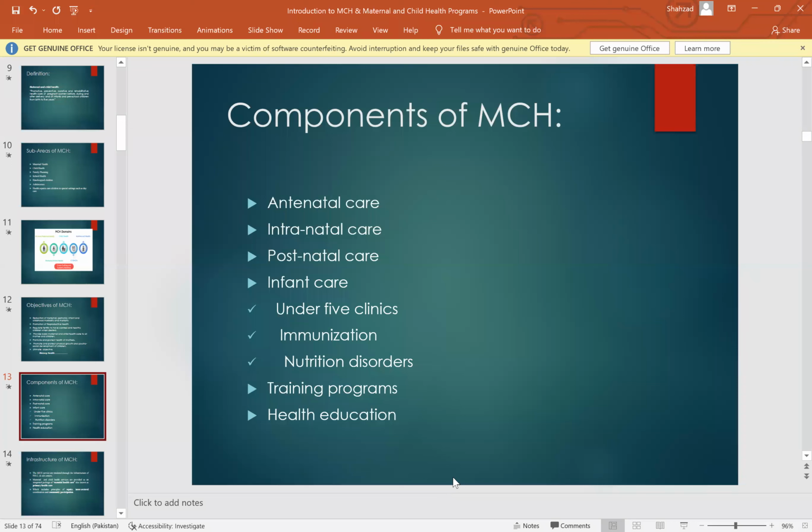Components of MCH include antenatal care, intranatal care, postnatal care, infant care, which includes under-5 clinics, immunization and nutrition disorders programs, then the training programs and health education.